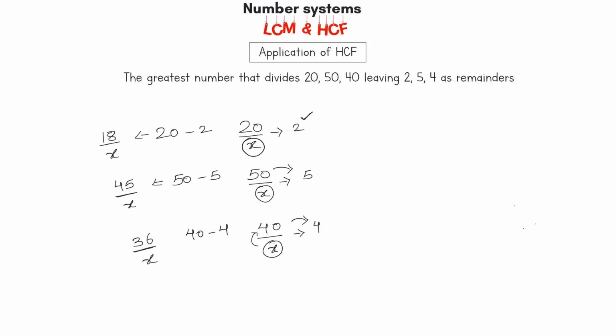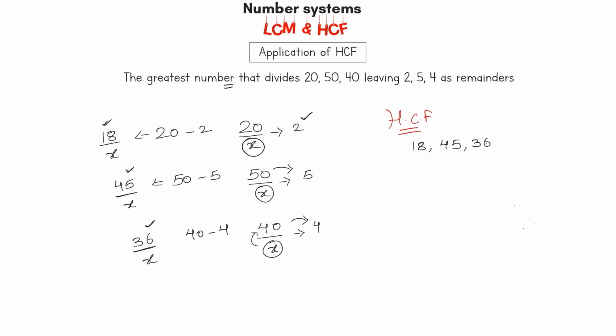So what number do I need now? The greatest number that will divide 18, 45 and 36. What is the greatest number that will divide these 3 numbers? That is nothing but the HCF of these 3 numbers. So what is the HCF of 18, 45 and 36? That's what I need to find out here. What is the highest common factor?